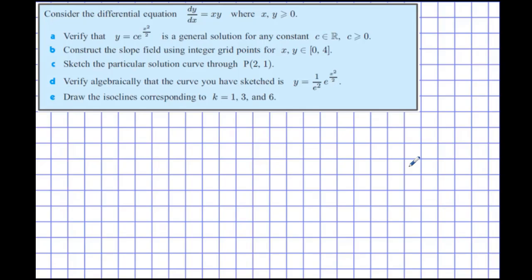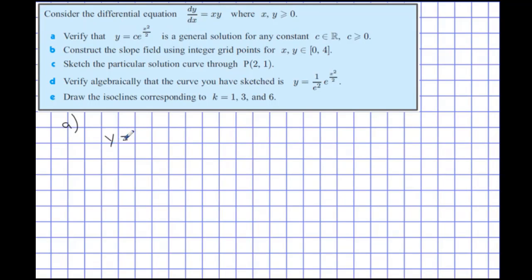But it would probably make a lot more sense if I actually draw the slope field and then talk about it then. So we start with part A, which says verify that y equals c e to the x squared over 2 is a general solution to dy by dx equals xy. So basically, we can start from y equals c e to the x squared over 2, and we can differentiate and get back to xy.